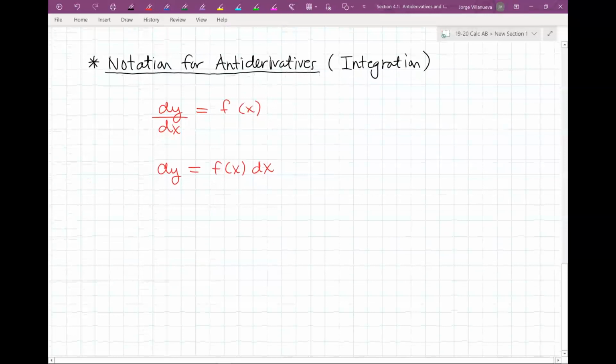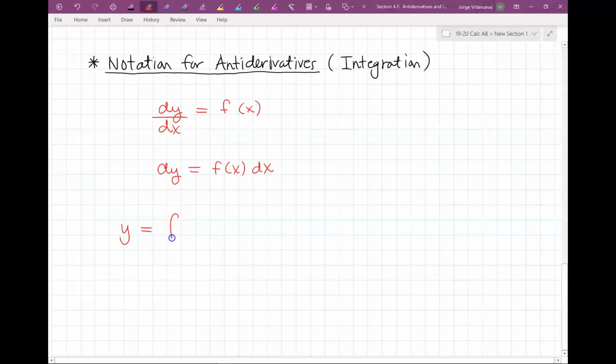Now, to solve for y, because dy is our derivative, I want to find out what was the original function. So this is what I do. I'm going to write y equals the integral of f of x dx. That big symbol is the integral. And that's equal to big F of x plus c.